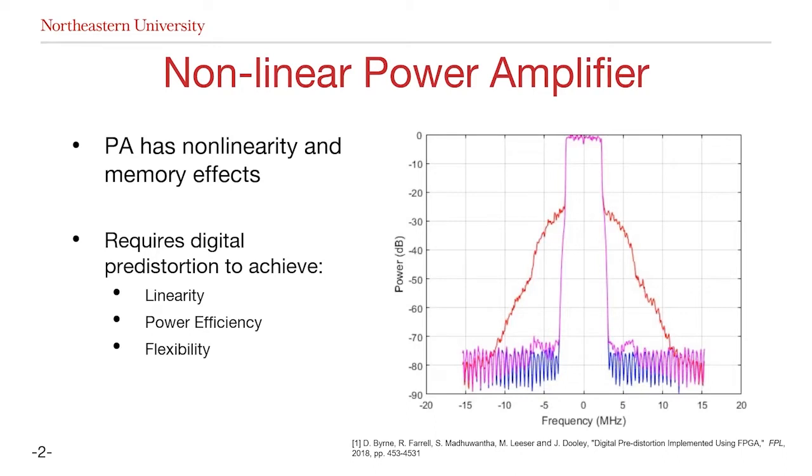I think there are three key aspects of the DPD system. The first one is linearity, of course, the second one is power efficiency, and the third one is flexibility. So the modern DPD system should be able to maintain the linearity property while increasing the power efficiency. Besides that, we also hope that the DPD system will provide some flexibility to cooperate with different signals.